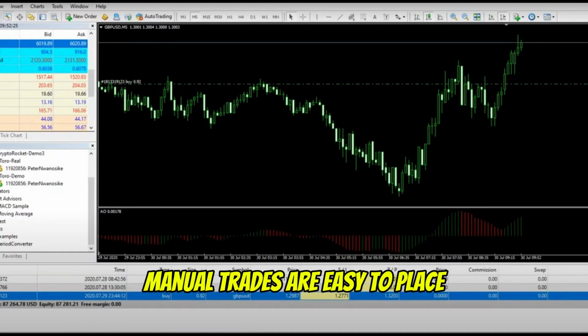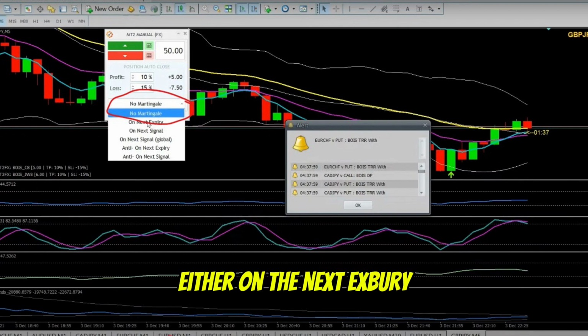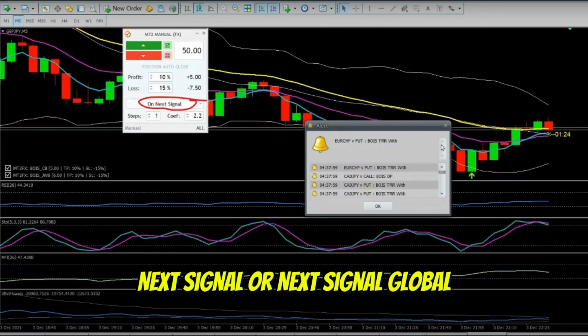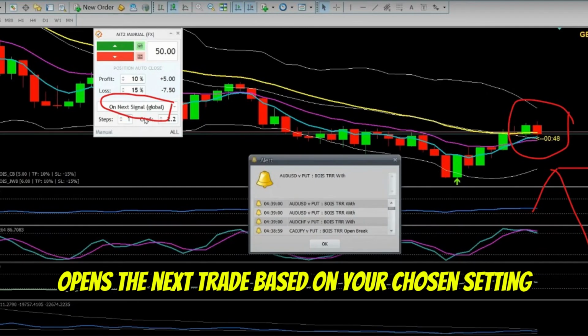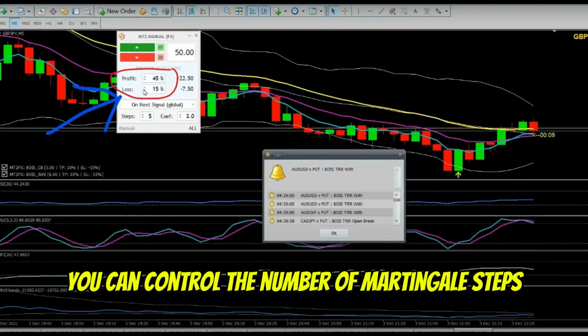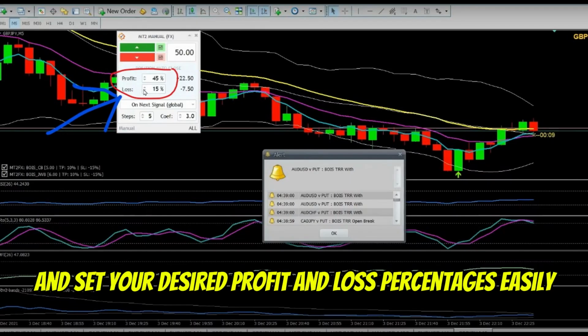Manual trades are easy to place, and you can also use martingale strategies if you want, either on the next expiry, next signal, or next signal global. If a trade loses, the martingale option automatically opens the next trade based on your chosen setting. You can control the number of martingale steps, the coefficient, and set your desired profit and loss percentages easily.